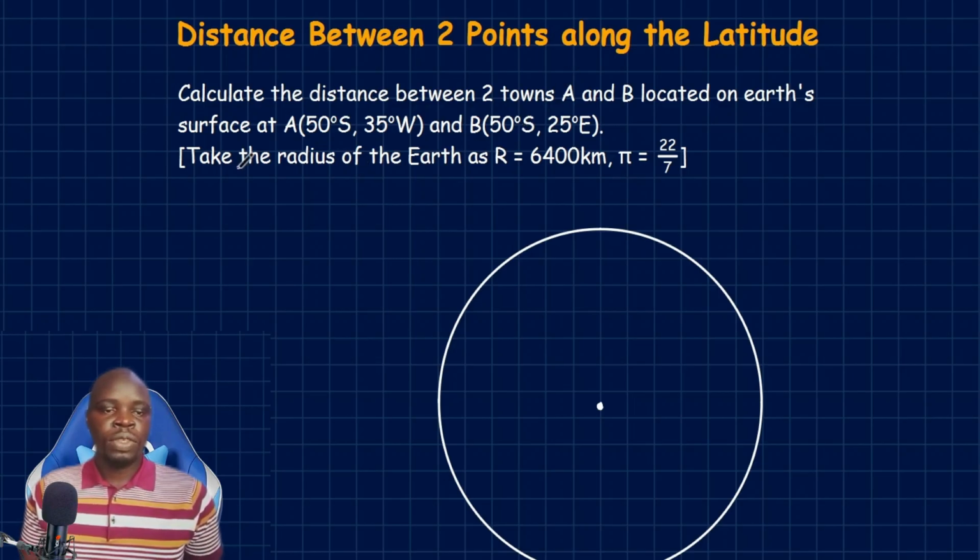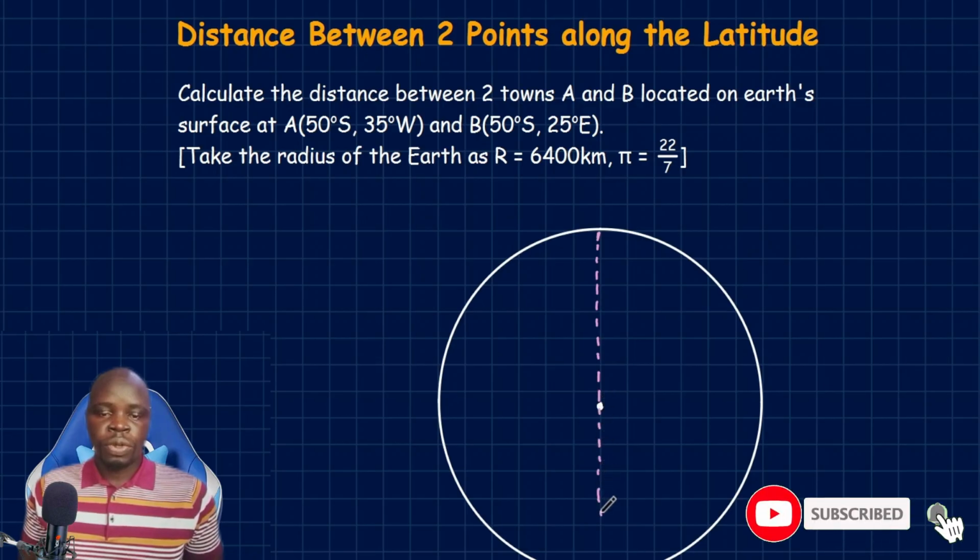So we are advised to take the radius of the Earth as R equals 6,400 kilometers and the value of pi as 22/7. Now we have a model here which has been drawn for us. Let's locate these 2 points on the globe. I can take a reference point here that divides this into 2 equal parts, the eastern hemisphere and the western hemisphere. Along this, we also have 0 degrees.